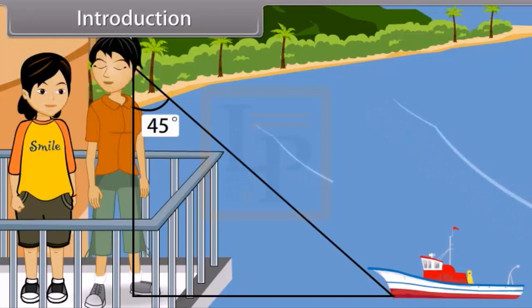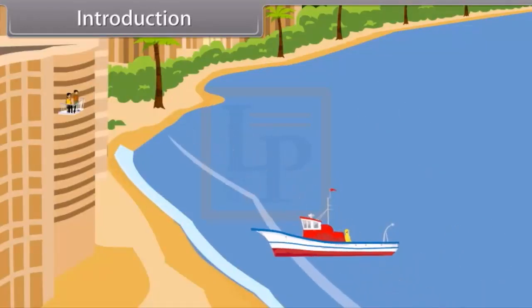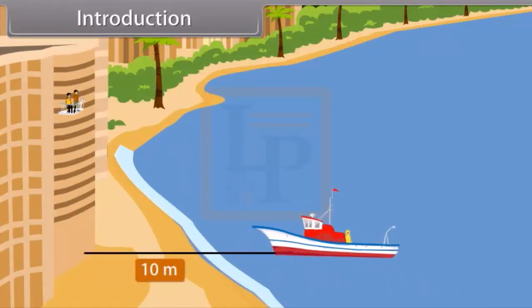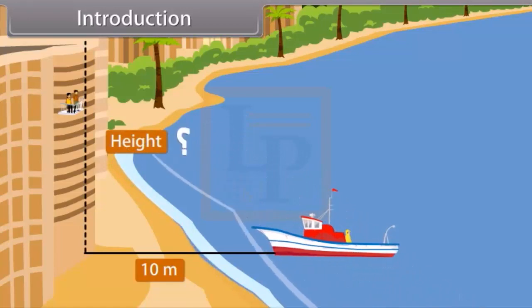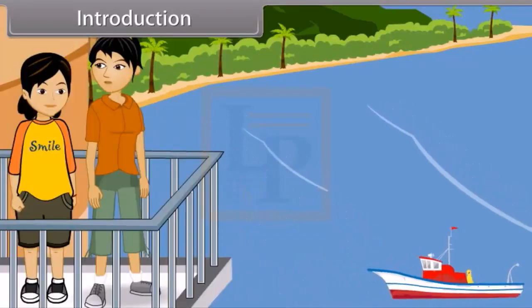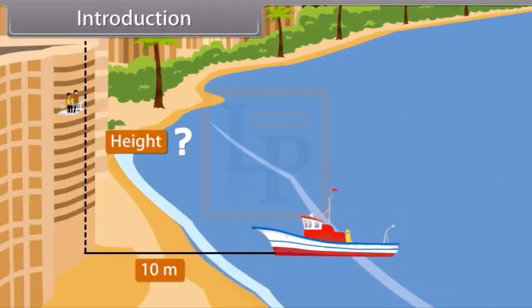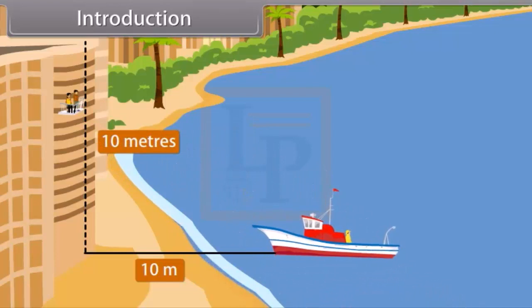You are right, Vedika. If I told you that the distance between our building and the ship is 10 meters, can you tell me the height of this building? Yeah, sure. I have learnt my trigonometry well. The answer to your question, that is, height of building is 10 meters.